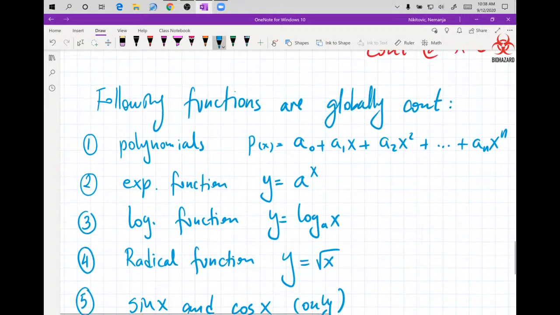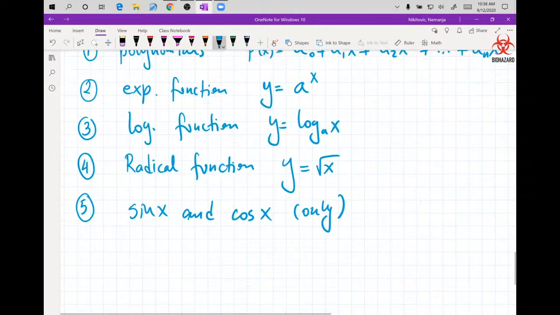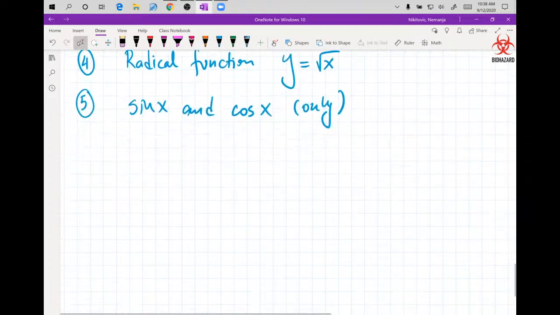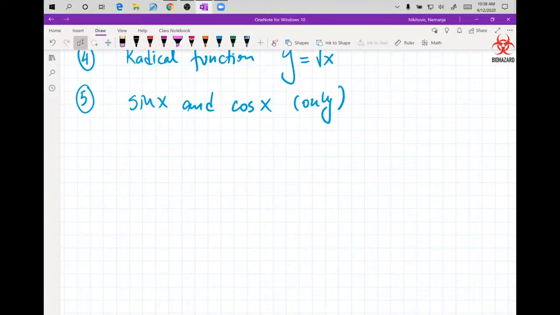All right, so this is a list of functions that you will run into as you go. Now you will learn hyperbolic functions and some other things as you go on, but right now these are the functions that you should memorize in terms of continuity. And then there is also this one. Let's go purple on this one.